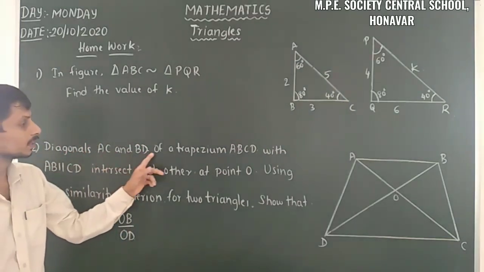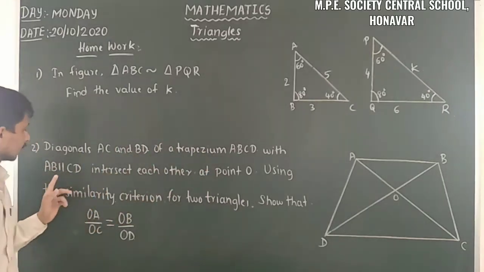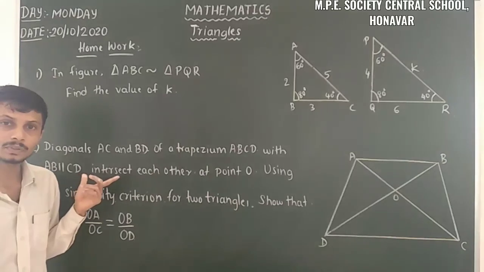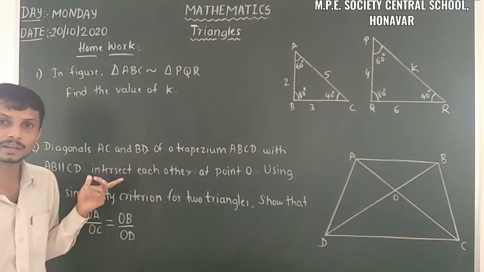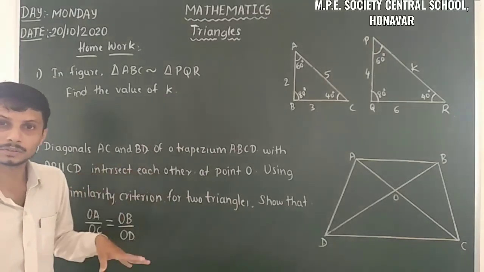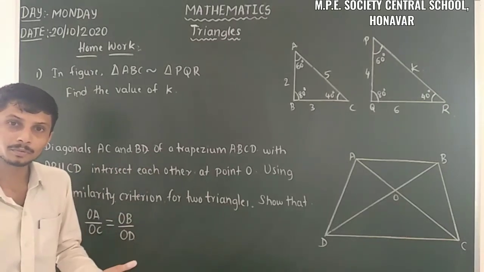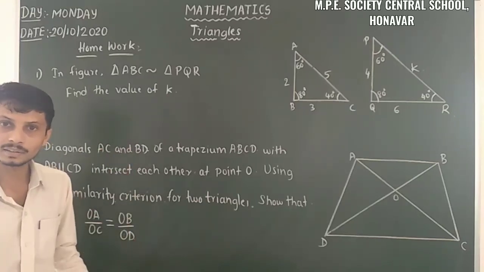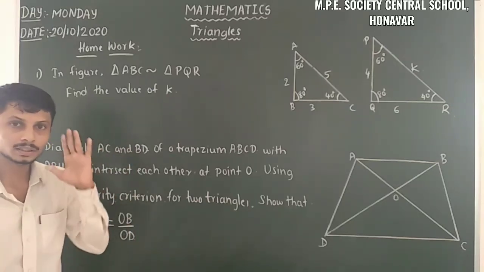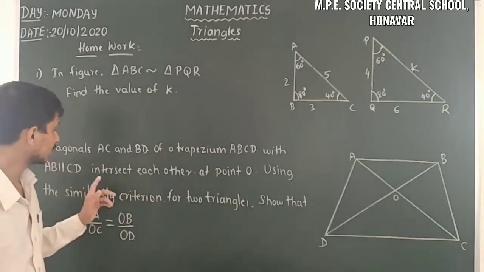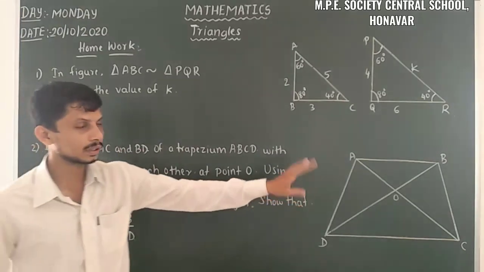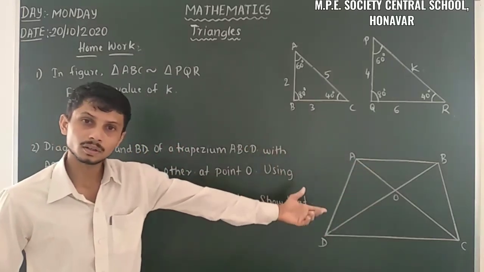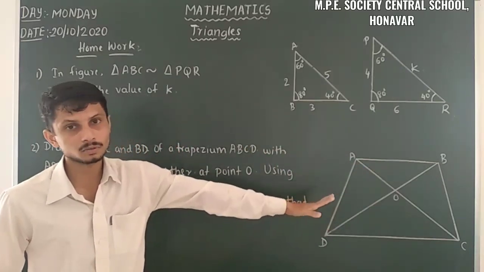Diagonals AC and BD of a trapezium ABCD with AB parallel to CD. Here we have the condition AB is parallel to CD. We learnt in the 9th standard that when AB is parallel to CD and there is a transversal, then corresponding angles are equal and alternate interior angles are equal. Remember those criteria. The diagonals intersect each other at point O, so the diagonals also act as transversals.